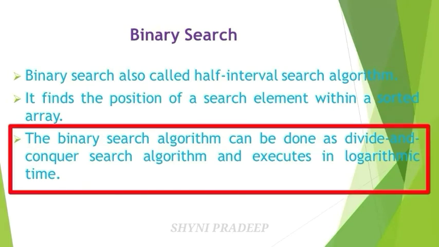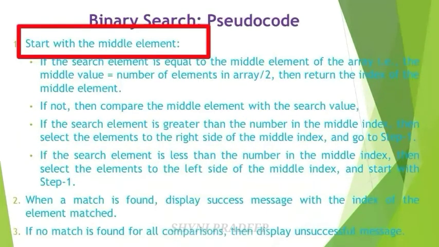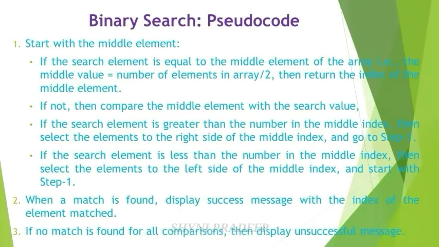And next point, this binary search can be done by the divide and conquer search algorithm, okay. In binary search, you are dividing the array elements into two halves. So you call it the divide and conquer search algorithm, okay. Let us see the pseudocode of binary search. So first we have to start with the middle element. Not from the beginning, you start with the middle element. So how will you find the middle element? Using the mid formula, you can find out the middle element, okay.